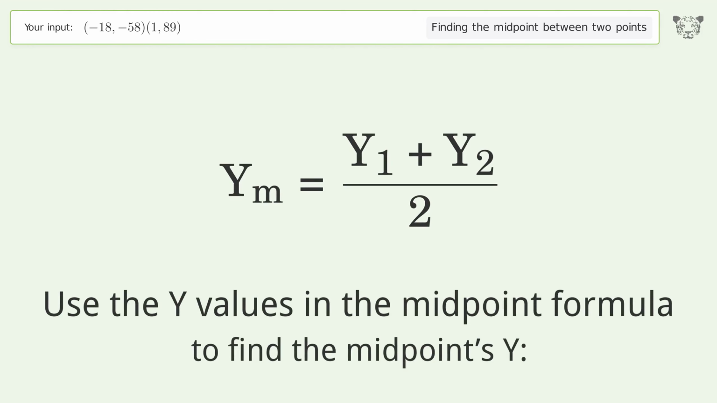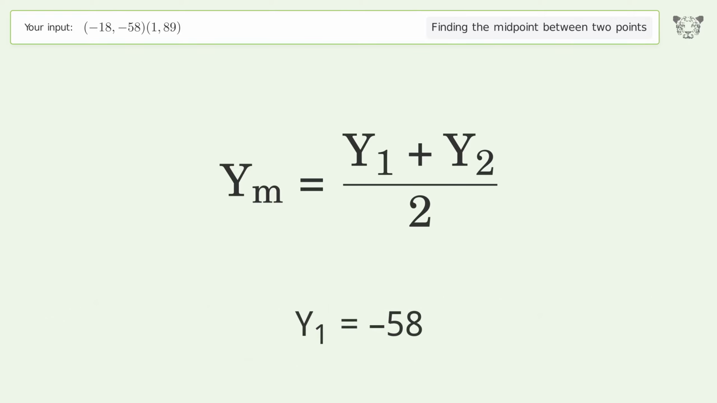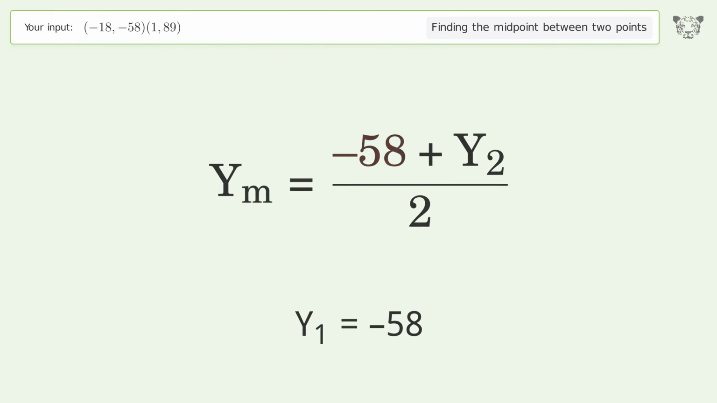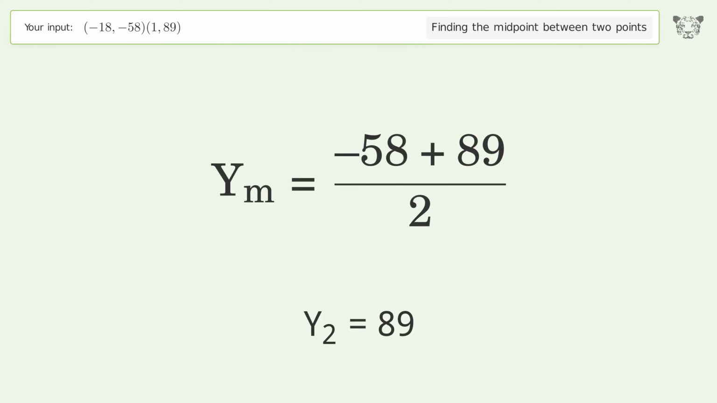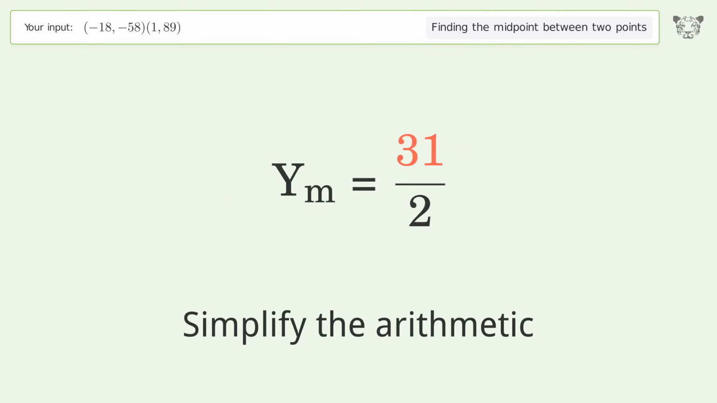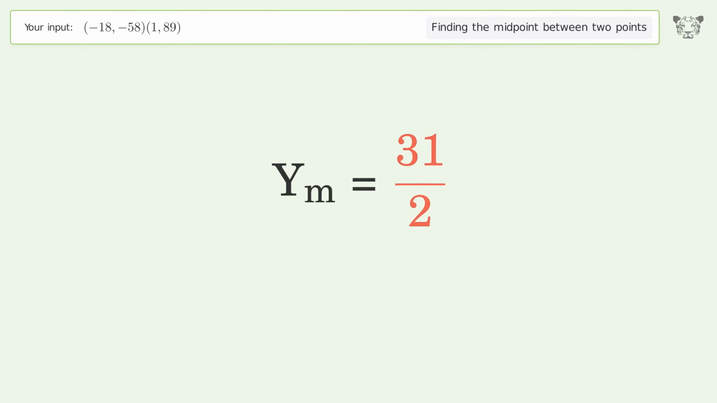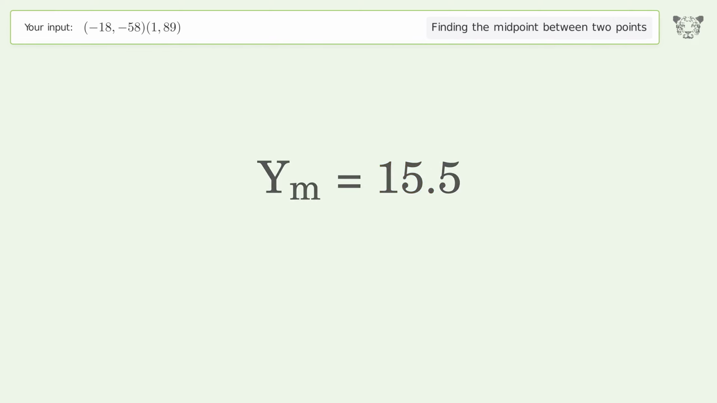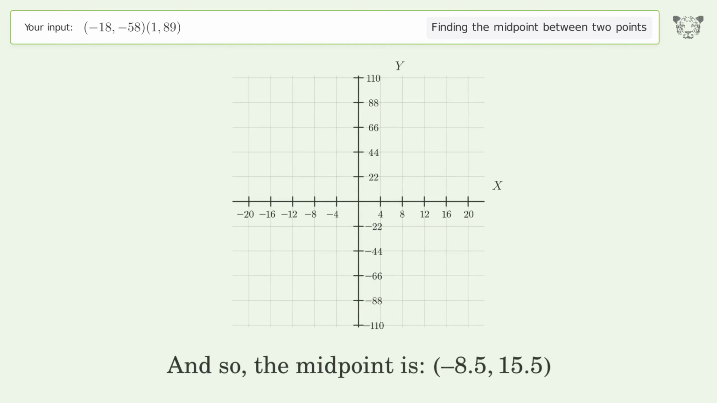Use the y values in the midpoint formula to find the midpoints y. y1 equals negative 58. y2 equals 89. Simplify the arithmetic. And so, the midpoint is negative 8.5, 15.5.